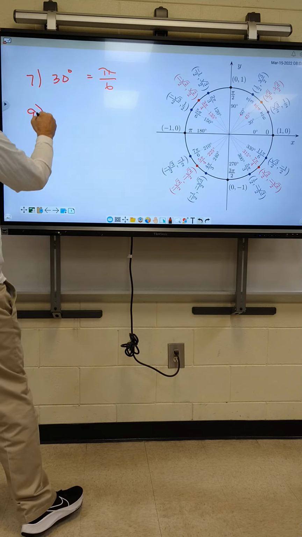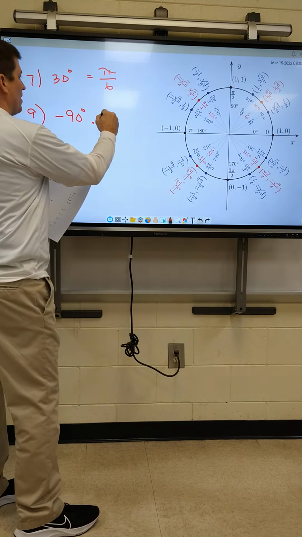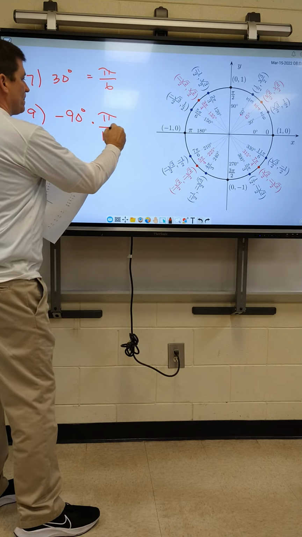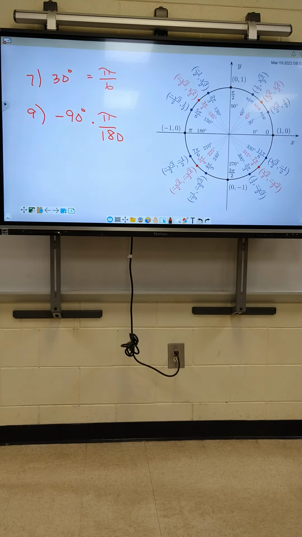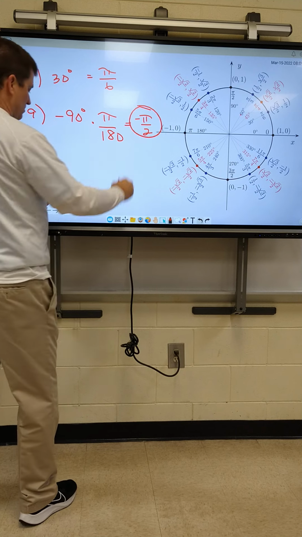All right, 9. I got negative 90 degrees. This time we'll have to multiply by pi over 180. So let's type that in the calculator. Negative 90 times pi over 180. What y'all got? Negative pi over 2. Yep, negative pi over 2.